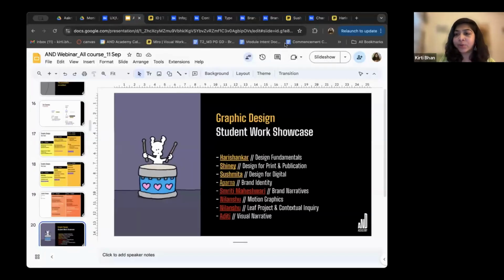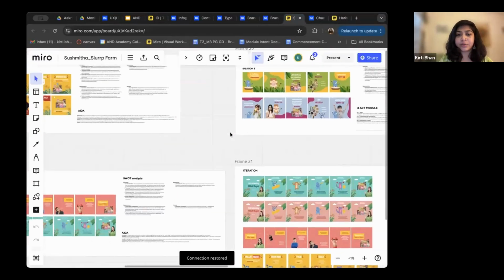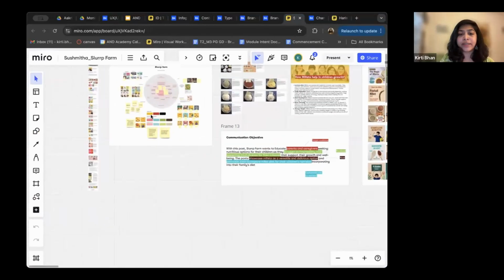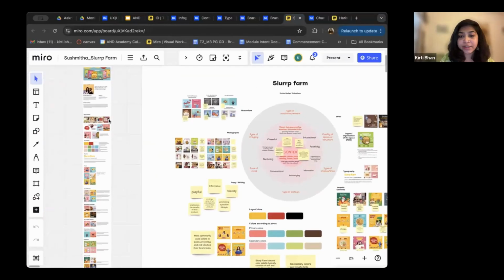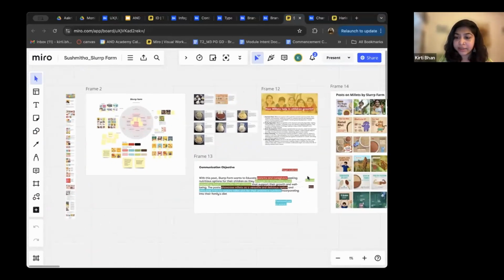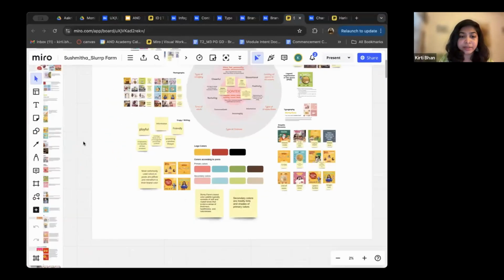Now I'll take you to design for digital. So this is again a student. Basically in this module, they got an existing brand on which they had to do a really thorough research. So you can see the level of research. This is all the research, everything. And if I zoom it in, it's really too much.